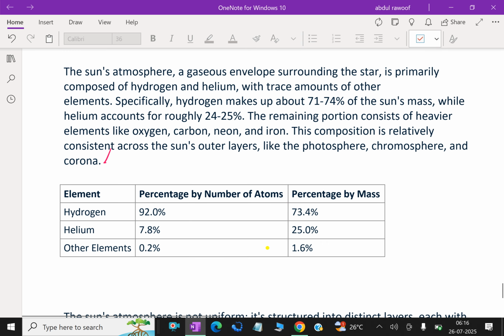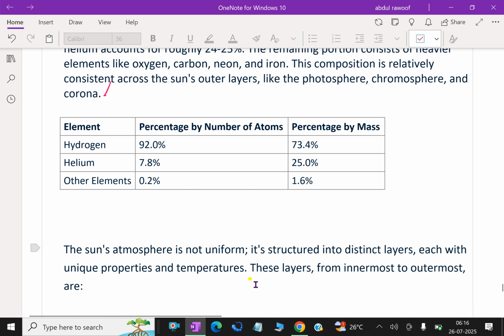This is a list of the elements. Hydrogen is 92.92%. The percentage by number of atoms is 92%. The percentage by mass is given as 73.4. Helium and other elements are also given.